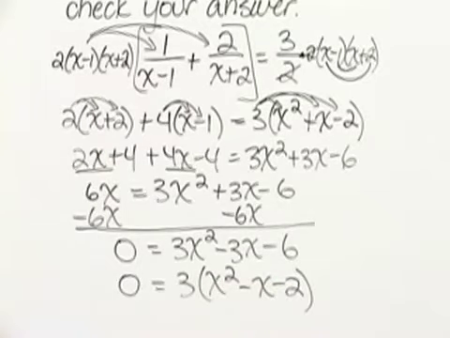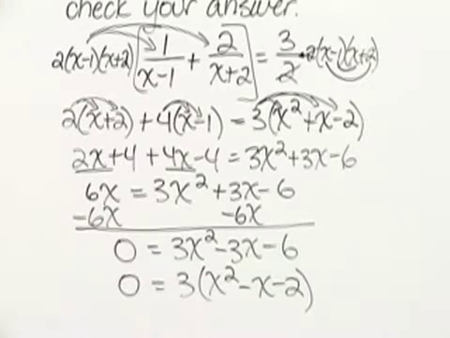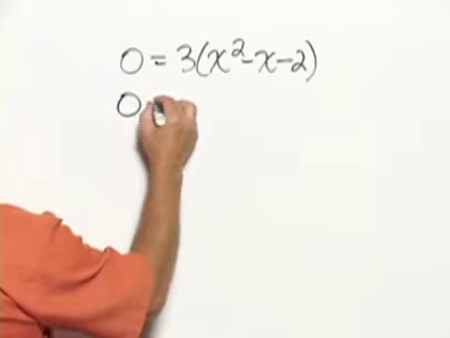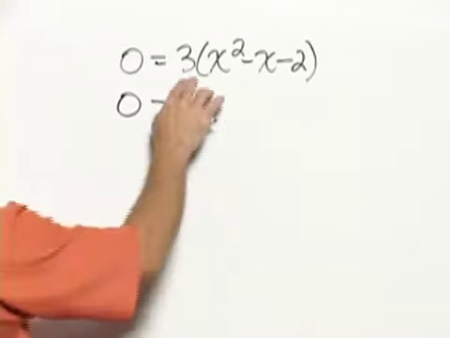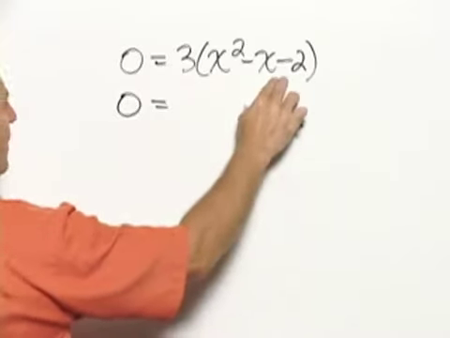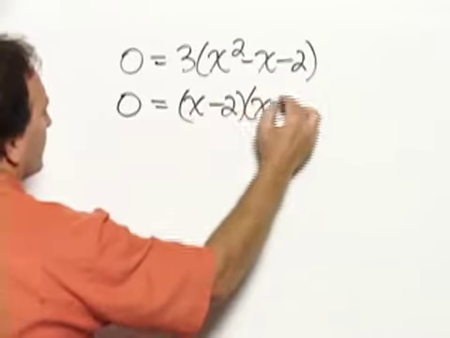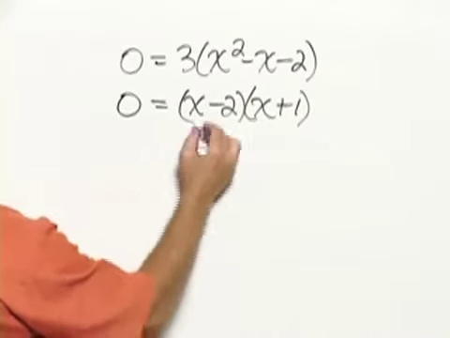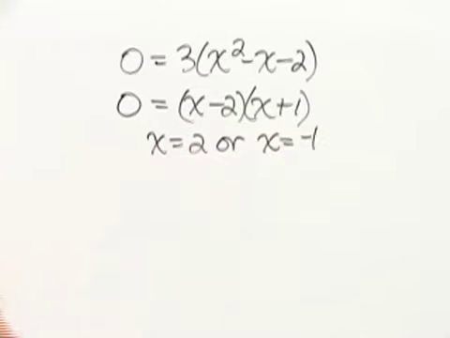Next, what we have to do is factor x squared minus x minus 2. So here we have 0 equals 3 times x squared minus x minus 2. And so the 3 here is not important with respect to this equaling 0. Only this part would equal 0. And we're going to factor that into x minus 2 times x plus 1. That will give us answers of x equals 2 or x equals negative 1.